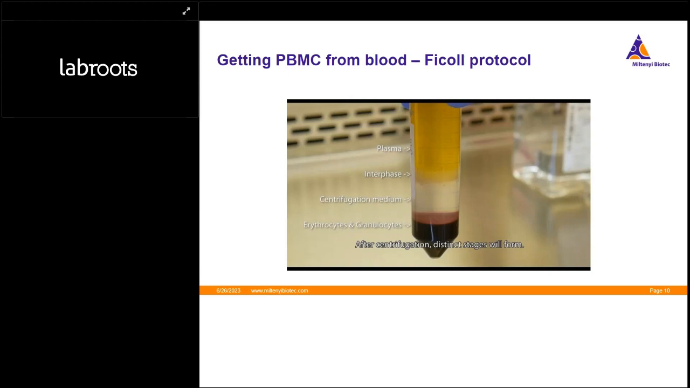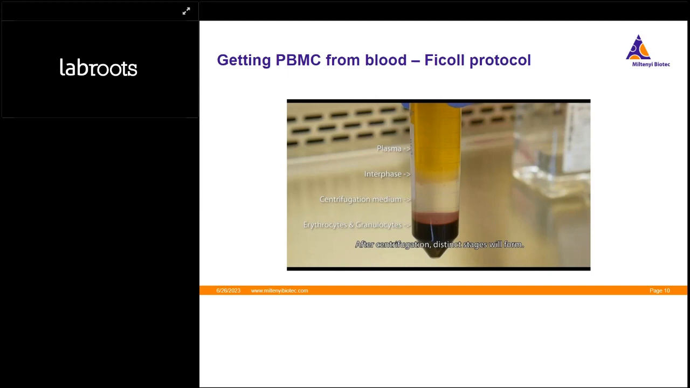The idea is quite simple. You layer the Ficoll density gradient solution into a Falcon tube like this, and then you very carefully overlay the blood that has been diluted with PBS buffer onto the top layer of the Ficoll buffer. Typically we run a room temperature centrifuge of at least 30 minutes. After that, you take out the tube very carefully and it will look exactly like this, and the separation is due to the density gradient.